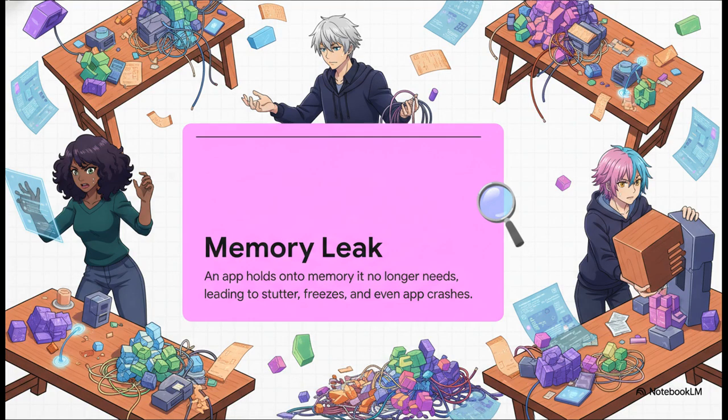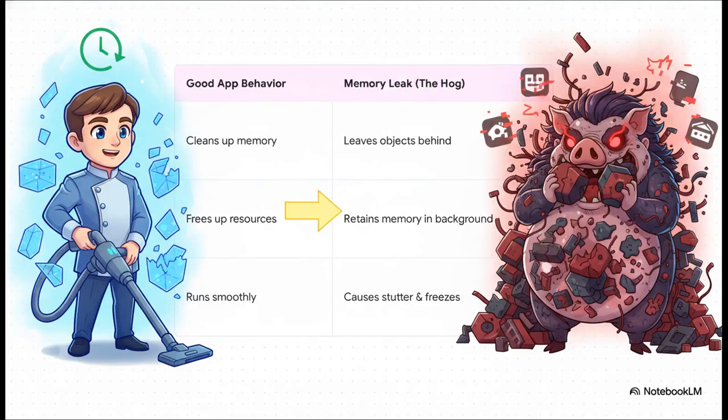Imagine your phone's memory is like a workshop with a limited number of workbenches. A good app uses a bench for a project, and when it's done, it cleans everything up. A memory leak. That's an app that just leaves all its tools and junk all over the bench, making it unusable for anyone else. And you can really see the difference here. A well-behaved app is like a good citizen in your phone's little city. It tidies up, frees up space for others, and just keeps things running smoothly.